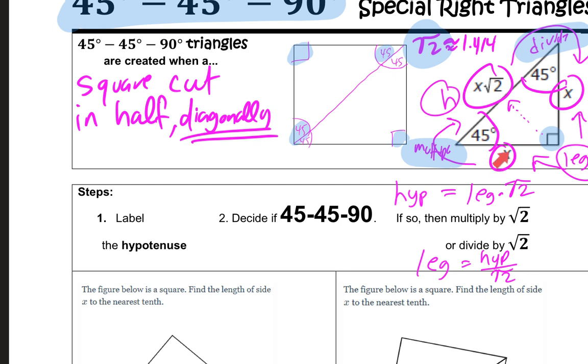And that makes sense. If we're going from something smaller to bigger, we have to multiply, because if this is x times 1.4, that's going to get bigger. And if we're going from this to something smaller, we have to divide.